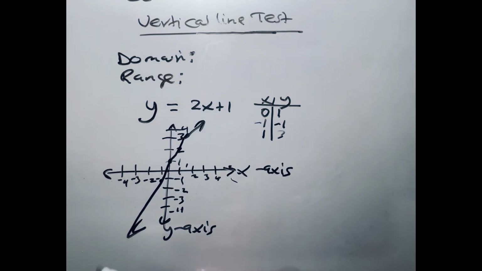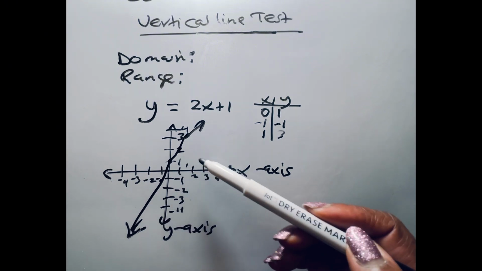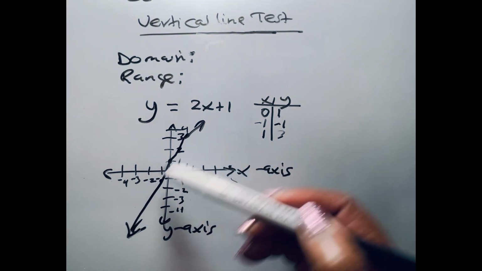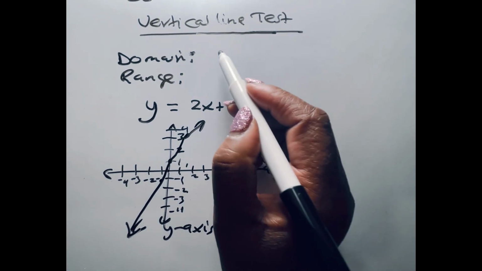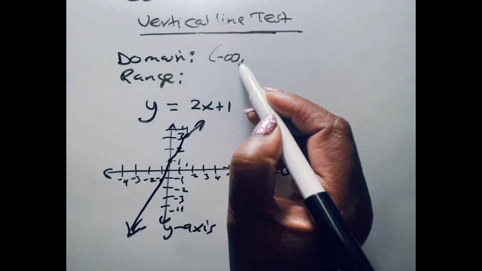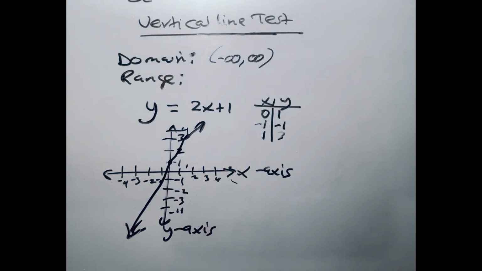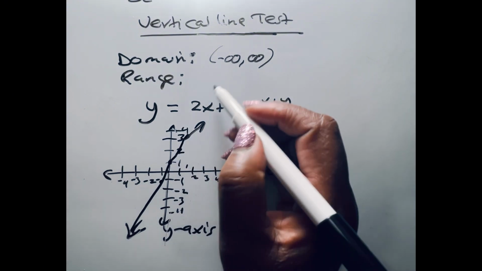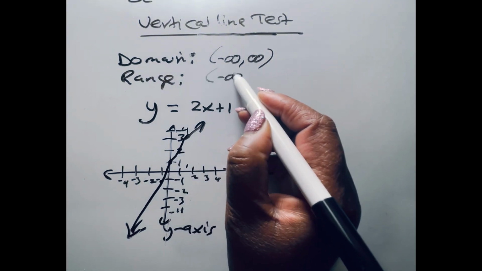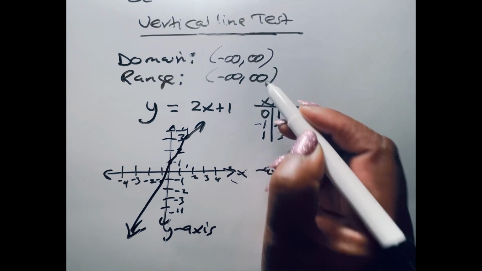If we were to continuously graph this on the x-axis, as you can see, it continues forever both ways. So our domain is going to be negative infinity to infinity, and then our range, the same way on the y-axis, is also negative infinity to positive infinity.